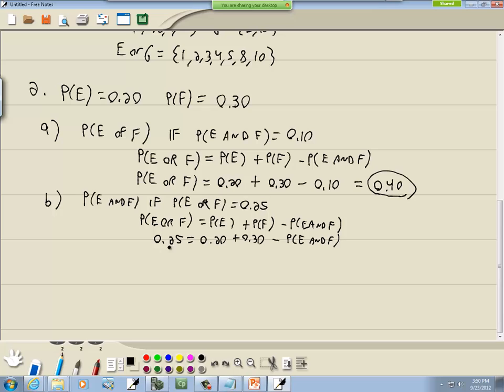Now we treat this like a variable. So I'm going to take that and move it over to the left side, and take this and move it over to the right side. So we've got the probability of E and F. Remember, when you take anything across your equals, your sign changes. It is equal to 0.20 plus 0.30 minus 0.25, which gives us 0.25.